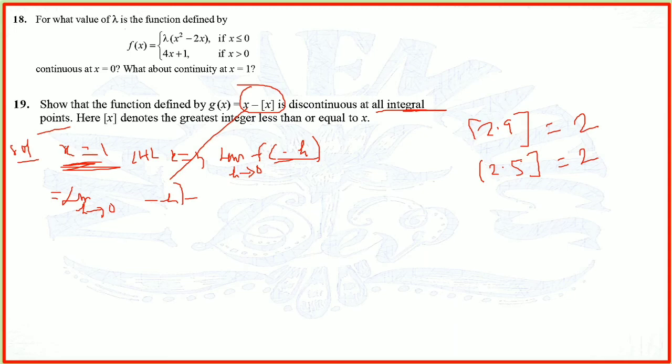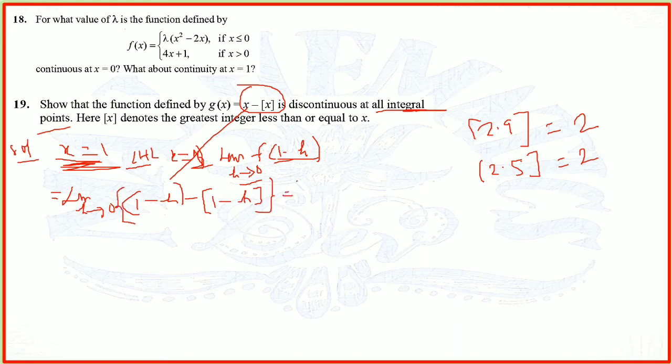Let us go for the solution, checking its continuity at x is equal to 1. So finding the left hand limit at x is equal to 1. So the left hand limit will be limit h tends to 0 f of 1 minus h. So we will put this 1 minus h in the function. So the function is x, so 1 minus h minus greatest integer function 1 minus h. So the bracket is closed here.